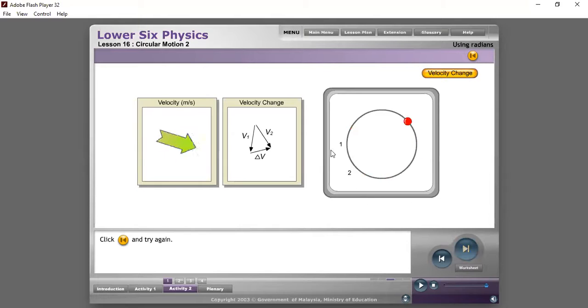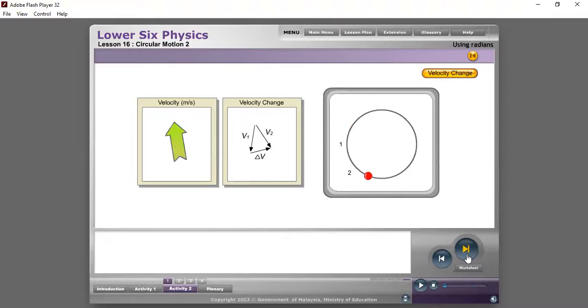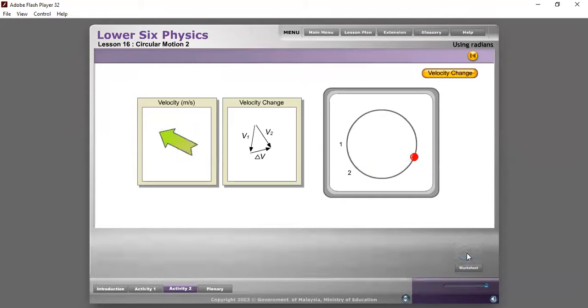So this means it moved from anywhere. That means they have V1, V2, and this will be the change of the velocity. Notice the vectors are always taken from the same point on the circle. How would you write an equation for centripetal acceleration? Answer: alpha equals delta V over delta T.